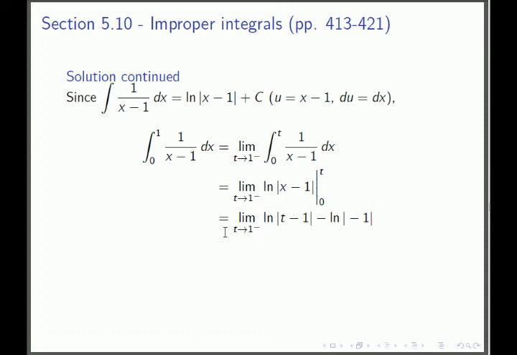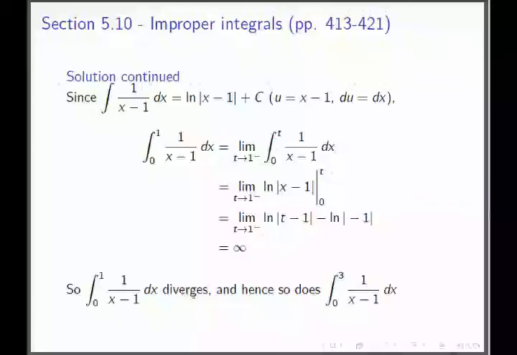Okay, now to compute the limit as t goes to 1 from the left of natural log of absolute value of t minus 1, we just consider that if t goes to 1 from the left, then the absolute value of t minus 1 goes to 0 from the right. And therefore the natural log of absolute value t minus 1 goes to negative infinity. So that should in fact say minus infinity, but that's okay because that still is good enough to tell me that this is a divergent integral. And so if this integral from 0 to 1 diverges, so does the integral on the full interval that we were approaching.